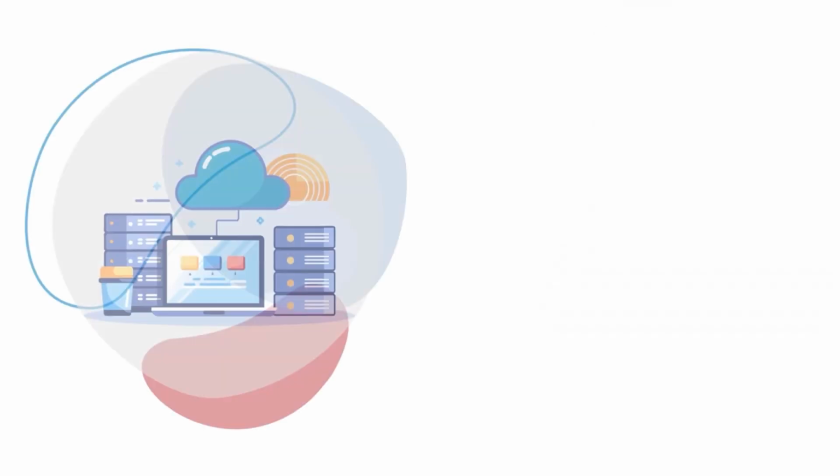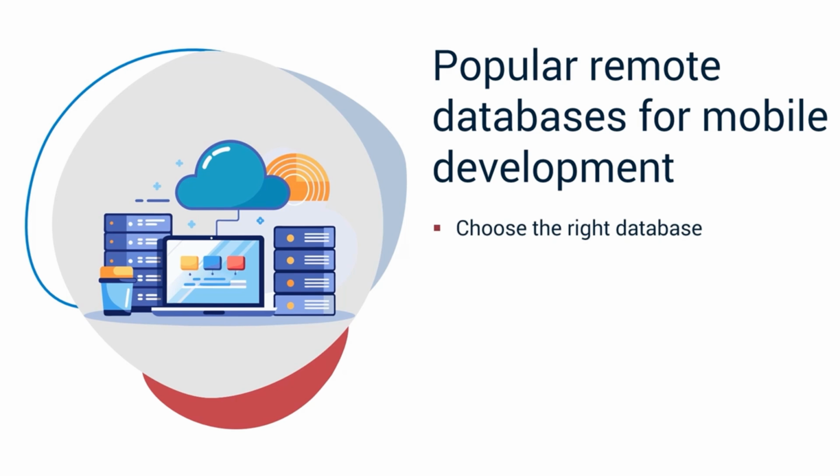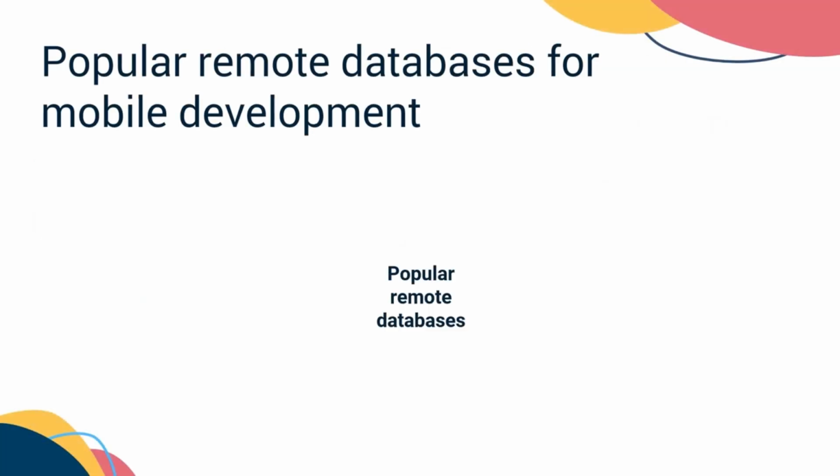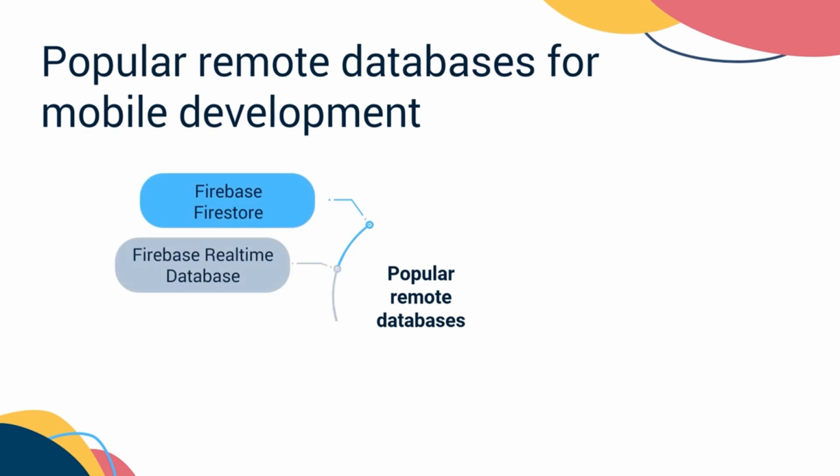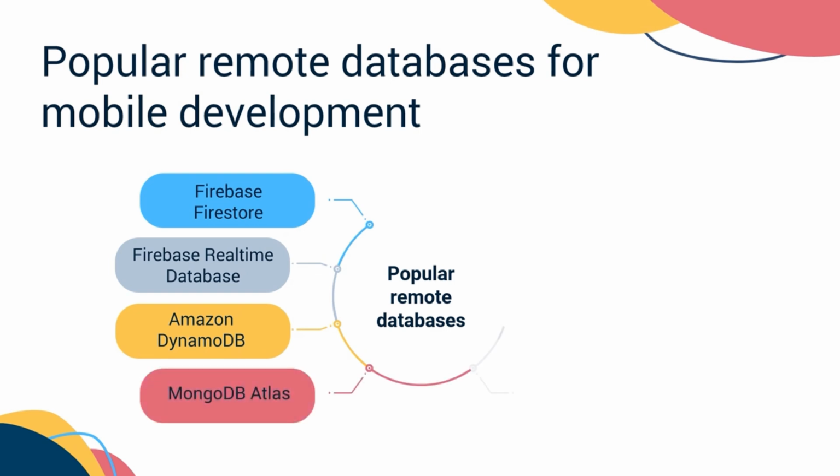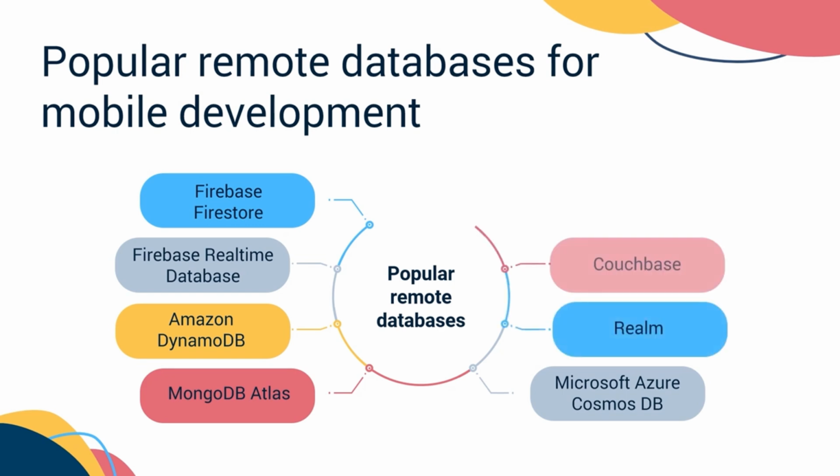When developing mobile applications, choosing the right remote database is crucial. Various popular options provide different features and capabilities. We will explore the following 8 key databases: Firebase Firestore, Firebase Realtime Database, Amazon DynamoDB, MongoDB Atlas, Microsoft Azure Cosmos DB, Realm, Couchbase, and Supabase. Each of these solutions is designed to meet specific development needs. Let's look at each database to understand how they can enhance mobile development.